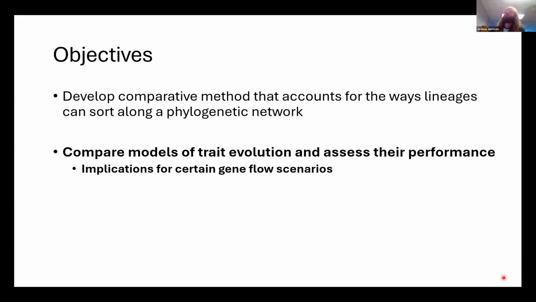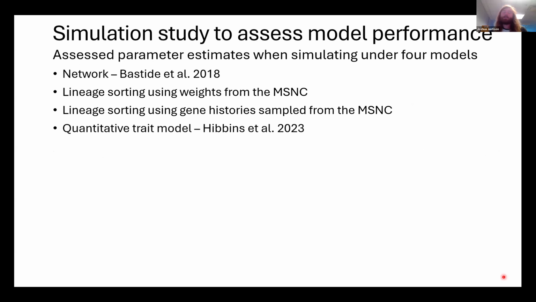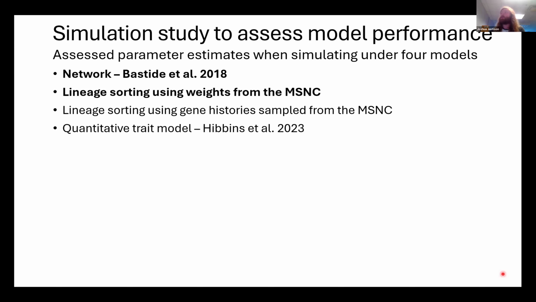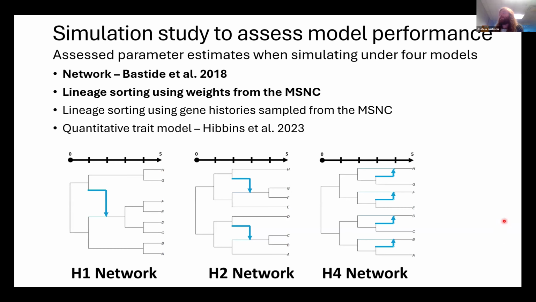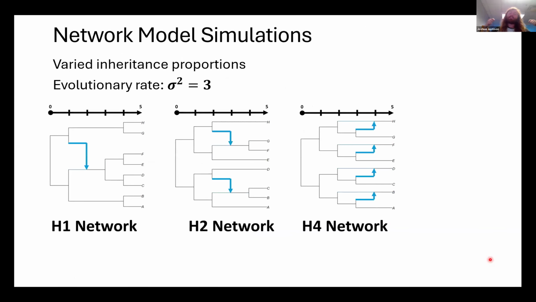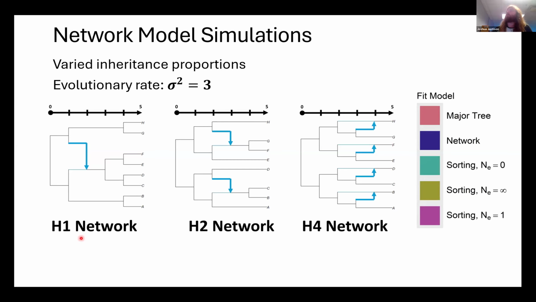And now we want to compare this model against some other ones and assess performance. So what we did is we did a simulation study where we simulated under 4 different models of trait evolution. I'm only going to be talking about 2 of them. And what we did is we simulated under all of these models, and then we did this under a variety of different phylogenetic networks. So the first simulation model we did was under assuming the network trait evolution, where we varied the inheritance proportions. We assumed an evolutionary rate of 3, and we did this on the variety of networks. I'll be primarily focusing on the results of the first, but we fit various models.